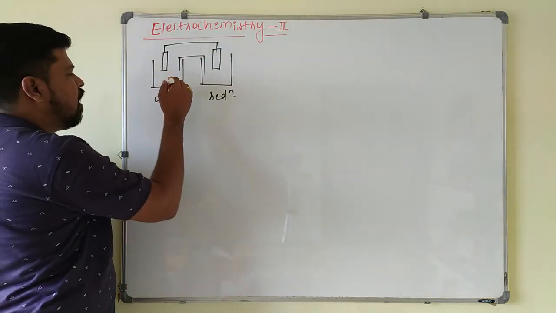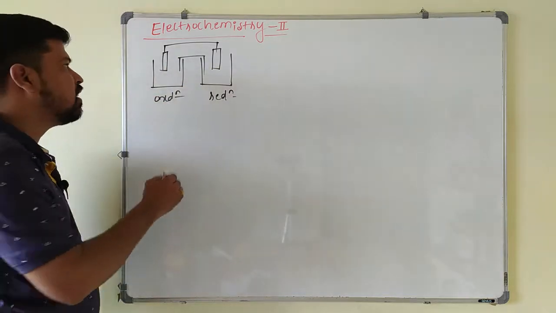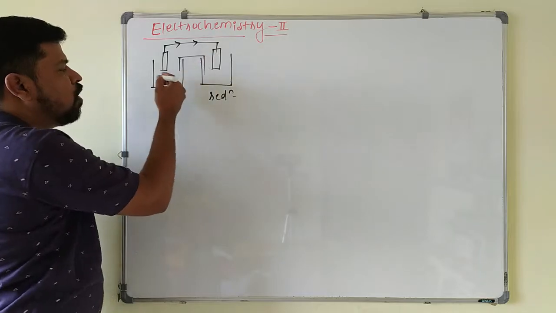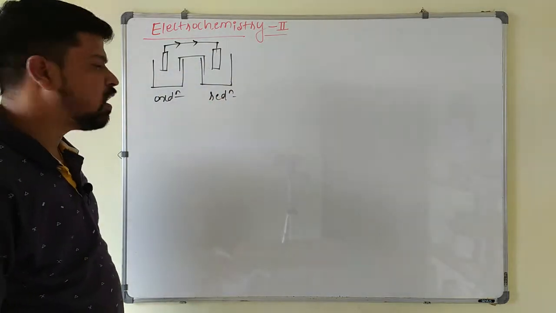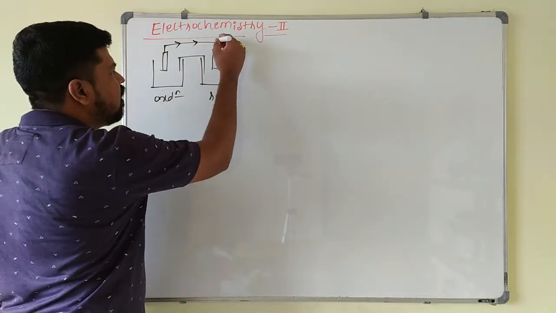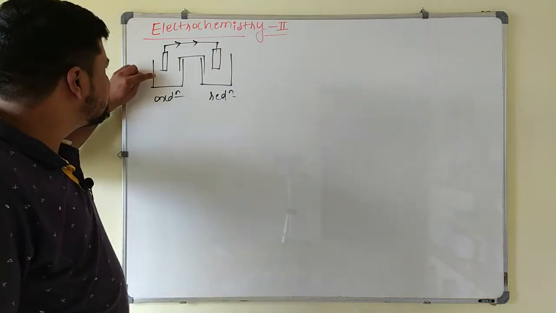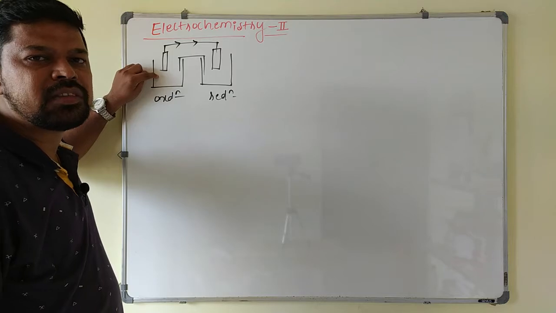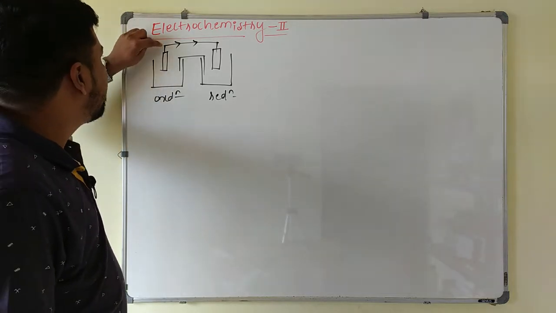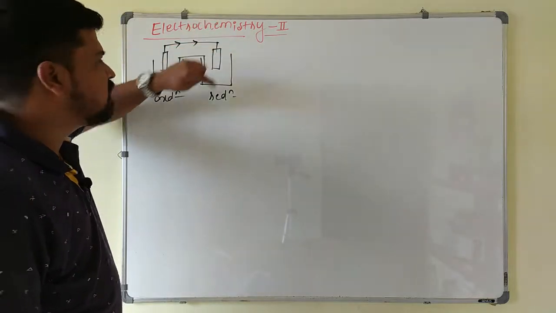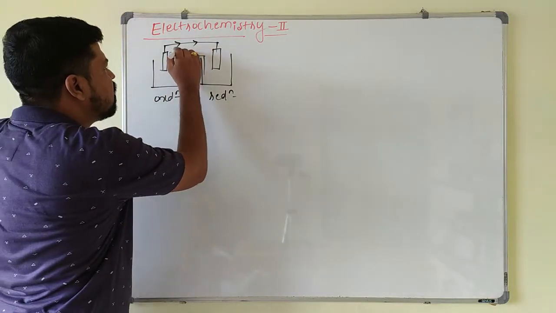In the oxidation half cell, as a result of oxidation, some electrons will be released, and those electrons flow from the oxidation half cell to the reduction half cell. In the reduction half cell these electrons are captured by the metal ion, which undergoes reduction. So as a result of oxidation, some amount of electrons are released, and what happens here? There is a flow of electrons from anode to cathode. As a result, current will flow in the opposite direction.